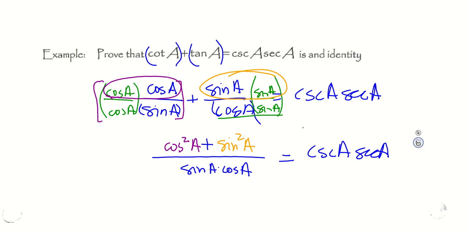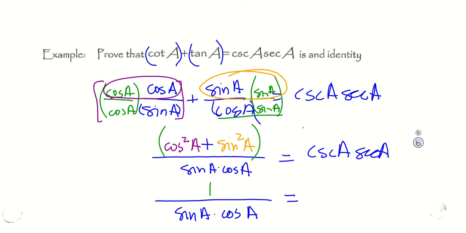Now it may not look to you like we've gotten into a simpler situation, but think about what cosine squared of A plus sine squared of A is. That's our Pythagorean identity. That equals 1. So we now have 1 over the sine of A times the cosine of A. Does that equal the cosecant of A times the secant of A?